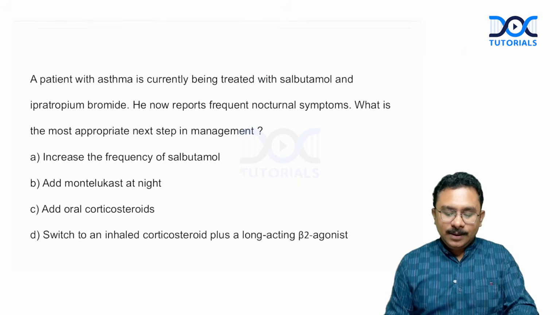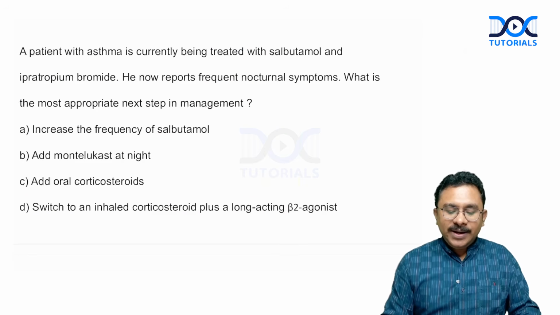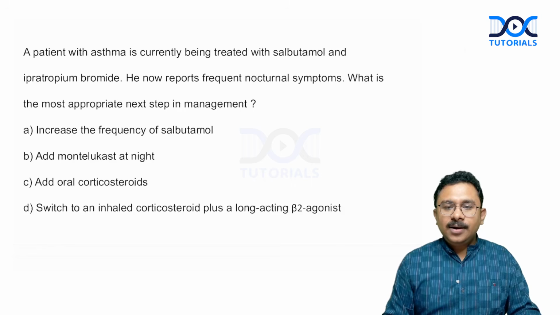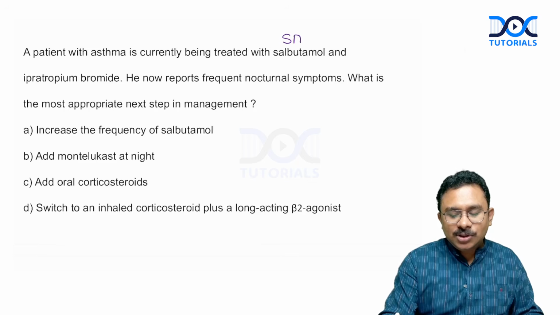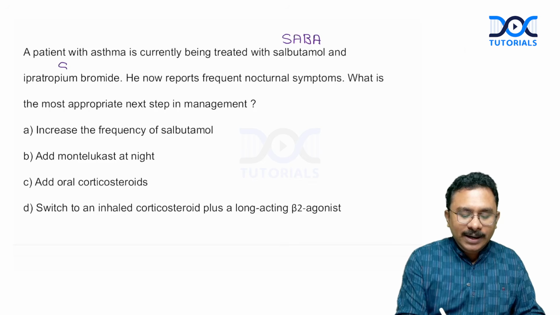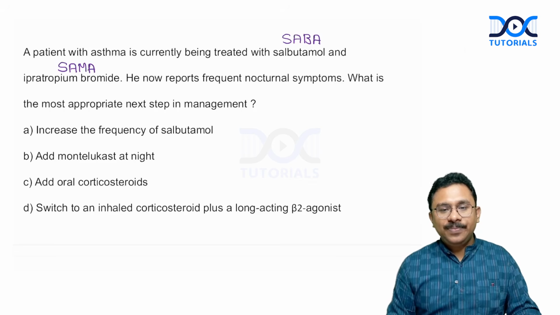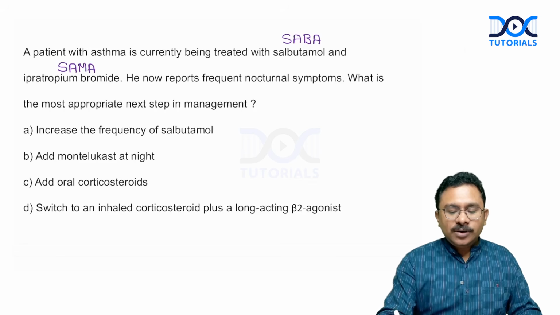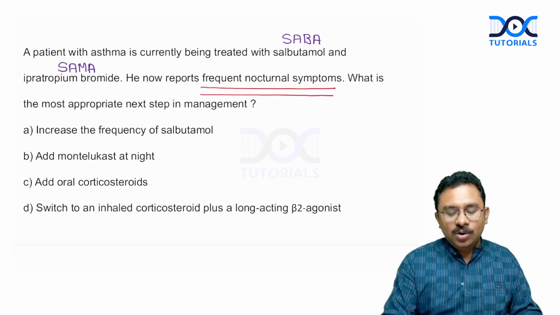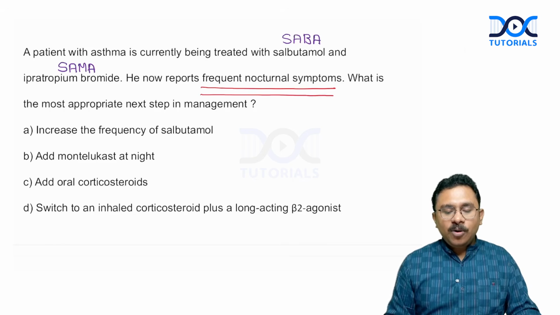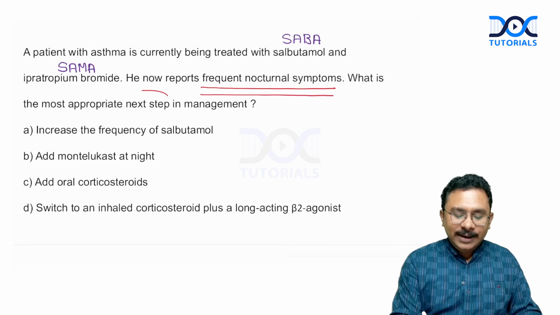Okay. Coming to the next question, a patient with asthma is currently being treated with salbutamol and ipratropium bromide. So what is salbutamol? It is a SABA, short-acting beta-2 agonist. And what is ipratropium bromide? It is a SAMA, short-acting muscarinic antagonist. The patient now reports frequent nocturnal symptoms, which means the symptoms are not under control. What is the most appropriate next step in the management?